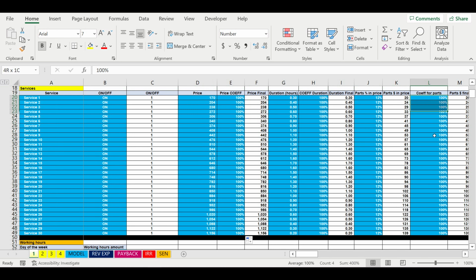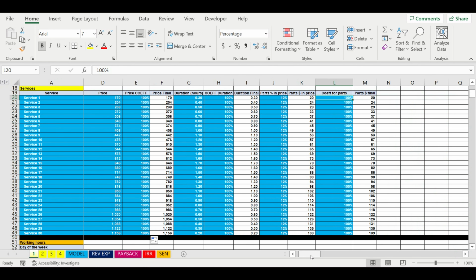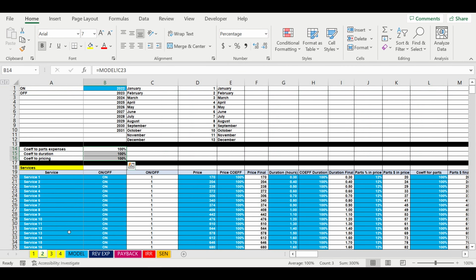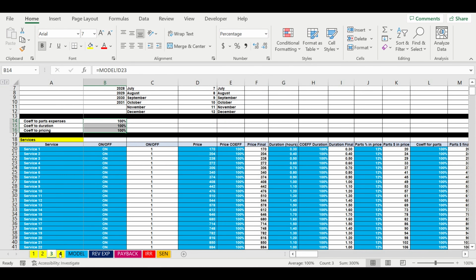Then we have a coefficient to direct costs, to parts, to increase or decrease direct expenses. So this is the main block of inputs for describing the revenue, direct costs, and duration. The same story we're doing for all other workplaces that we have.